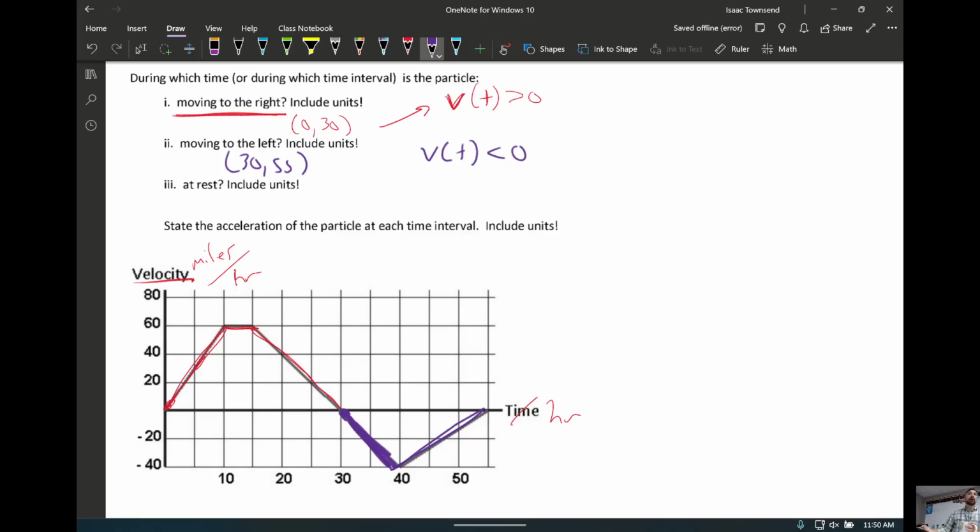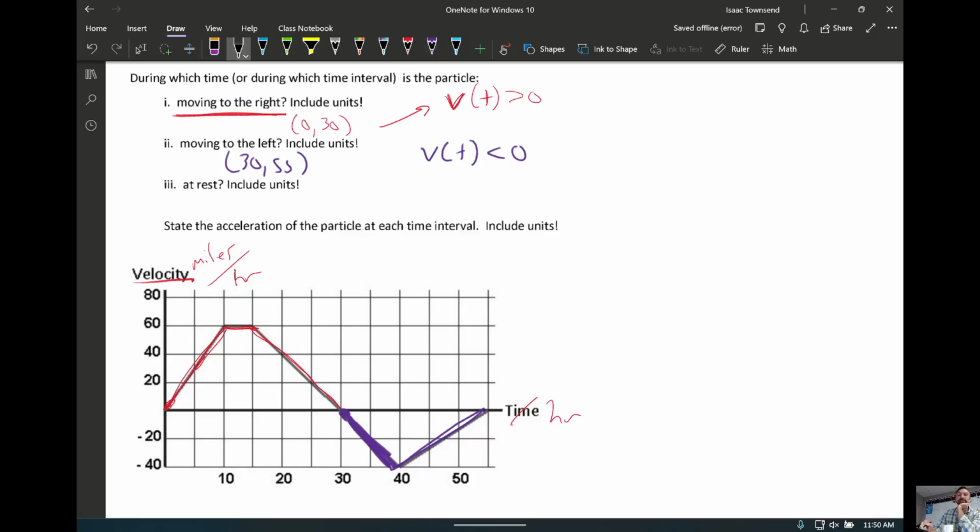Don't fall into the trap of just trying to memorize, oh, these answers are above the x-axis, those answers are below the x-axis. Don't do it that way because it depends on the graph. It's moving to the right or up when velocity is positive. It's moving to the left or down when velocity is negative. Just depends on the question.